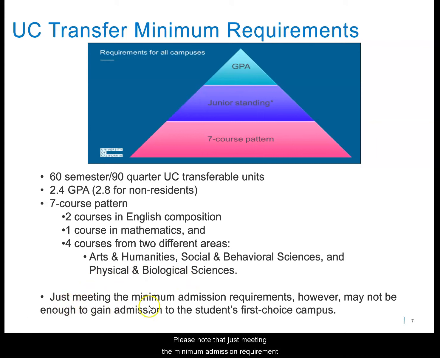Please note that just meeting the minimum admission requirements may not be enough to gain admission to the student's first choice campus. There are a lot of competitive majors and programs, and you need to make sure that you check for the GPA and program requirements to make sure you meet that criteria.